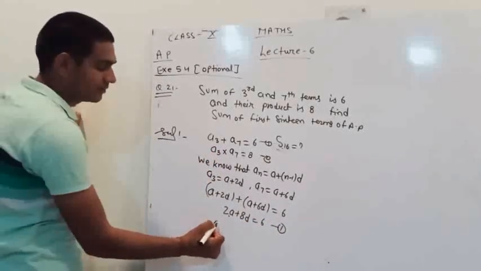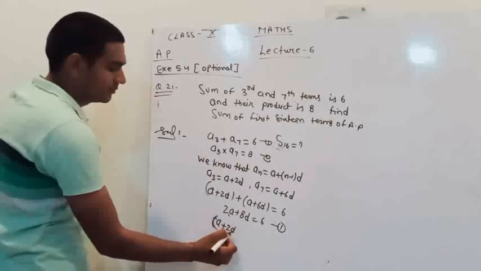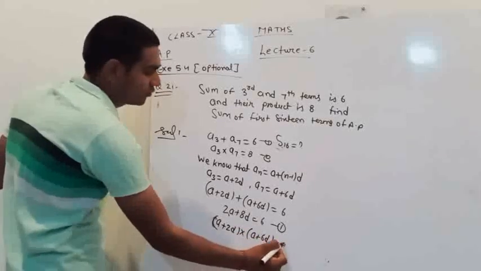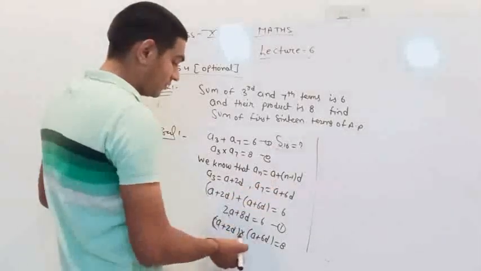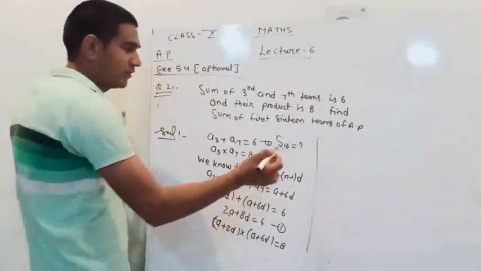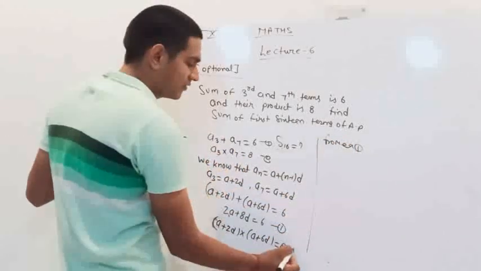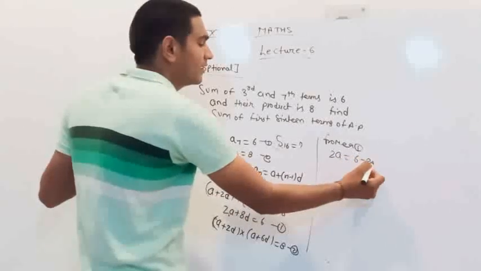Second, a3, a plus 2d multiply a plus 6d is equal to 8. Now simplify, multiply and simplify it. Now from equation first, that is equation second, from equation first, 2a is equal to 6 minus 8d.